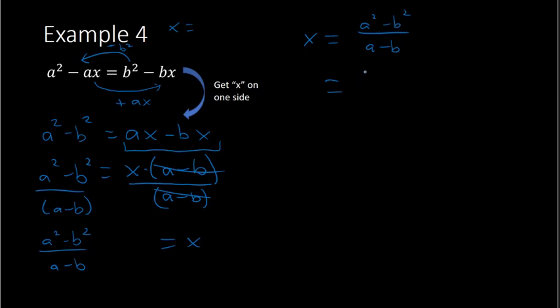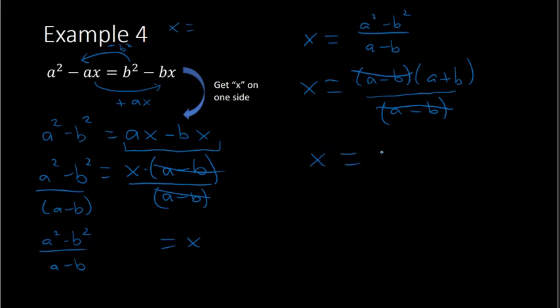So a squared minus b squared, that is a difference of squares that can factor to be a minus b, and then a plus b. And on the bottom we have an a minus b. So a minus b is one quantity, that's on the bottom. I can divide a minus b on the top with a minus b on the bottom. So what I have is x equals then a plus b. So my solution is x equals a plus b.